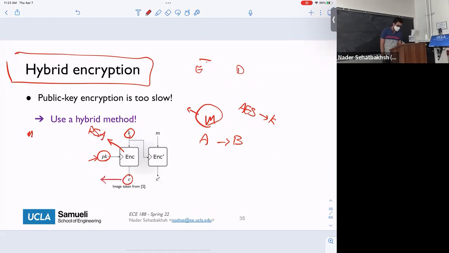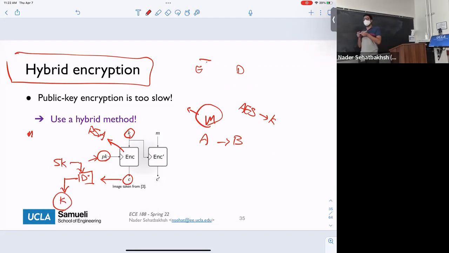Then Bob is going to decrypt this message using his secret key. And what he is going to get is the key K, right? Because you're basically encrypting K and sending it to Bob. Bob is going to decrypt it and get K. And now this is the trick that we use. So now both Alice and Bob have access to this AES encryption key, right?